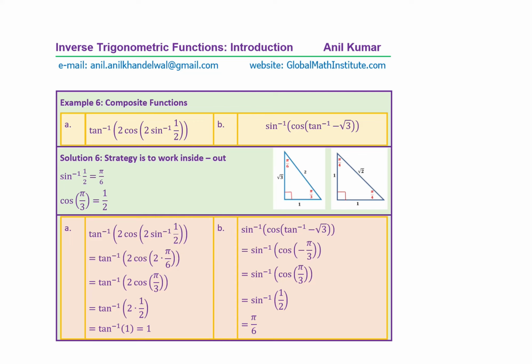So the three examples which we are going to consider now are kind of challenging questions for most of the tests in this topic. So now example 6 here is based on the composite function. We are given the function tan inverse of 2 cos 2 sine inverse half, correct? You need to simplify this particular function. Okay, so let's evaluate this function.